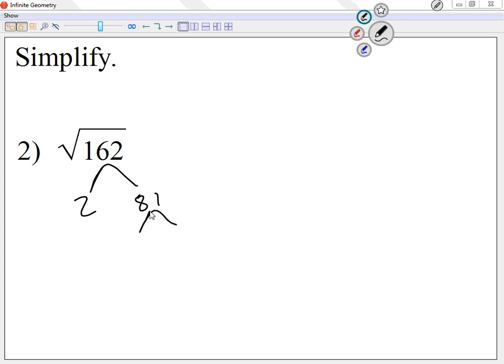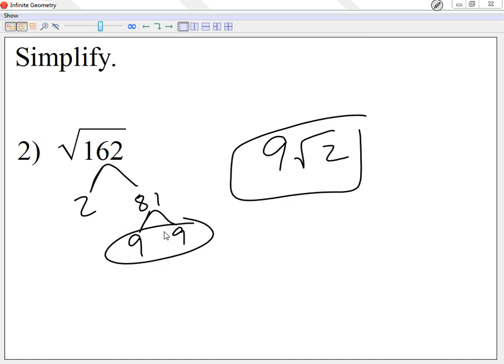Now 81, I can break up even more. Give me two numbers that multiply to equal 81. 9 times 9. I know the 9 we can break down more, right? 3 times 3. However, my plan is to get groups. I already have a group of 9, so I'm just going to keep them as a group. Remember, my goal is to get groups, not to break up the number. So now my answer will be 9 radical 2. The groups go out, singles stay in.